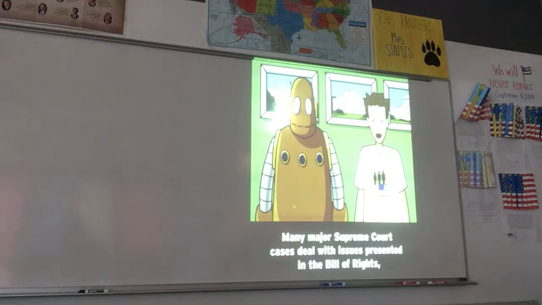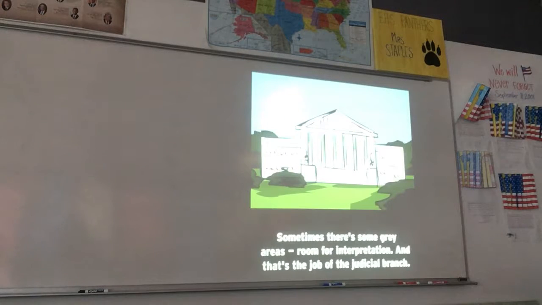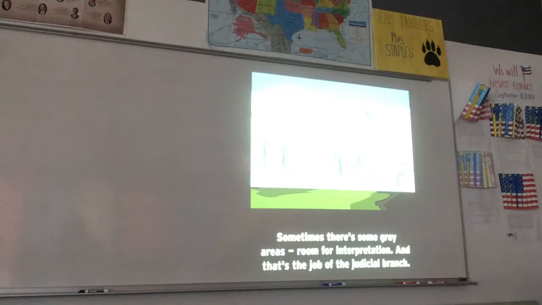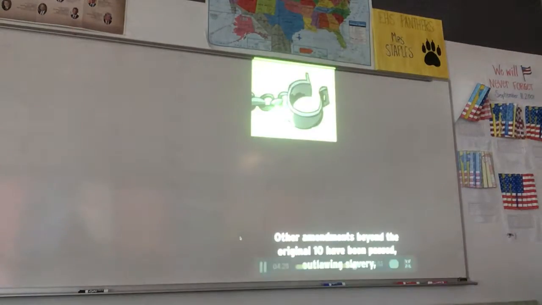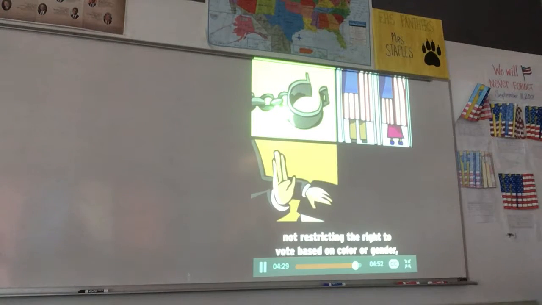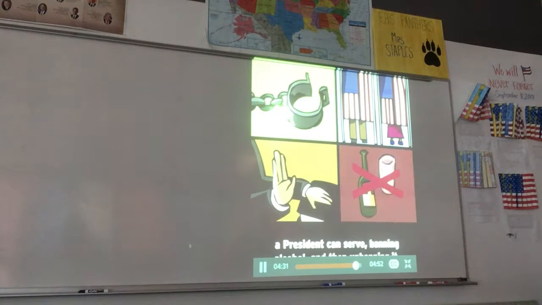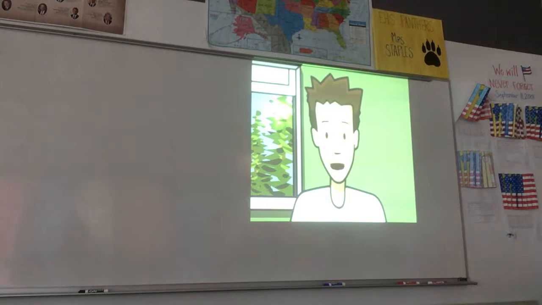Many major Supreme Court cases deal with issues presented in the Bill of Rights and how they are interpreted. Sometimes there are some gray areas, room for interpretation, and that's the job of the judicial branch. Other amendments beyond the original 10 have been passed, outlawing slavery, not restricting the right to vote based on color or gender, limiting the number of terms a president can serve, banning alcohol, and then unbanning it. The Bill of Rights, along with the Constitution, helps not only define our laws, but also who we are as a people.